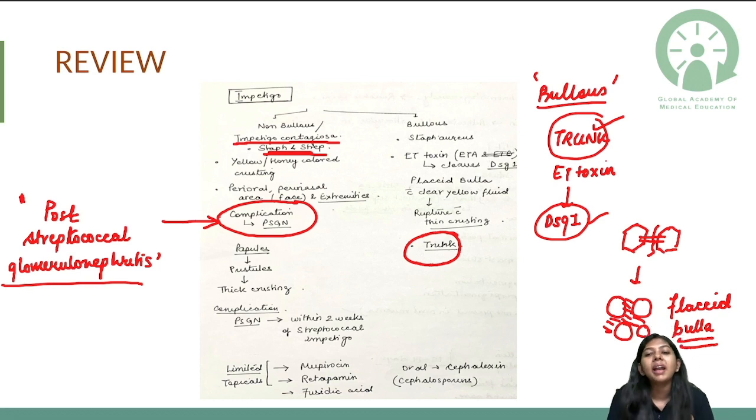So how do you treat? You have to give antibiotics. You can give topicals like mupirocin. You can give fusidic acid, right? And if it's severe, you will give an oral antibiotic, preferably cephalexin, cephalosporins.